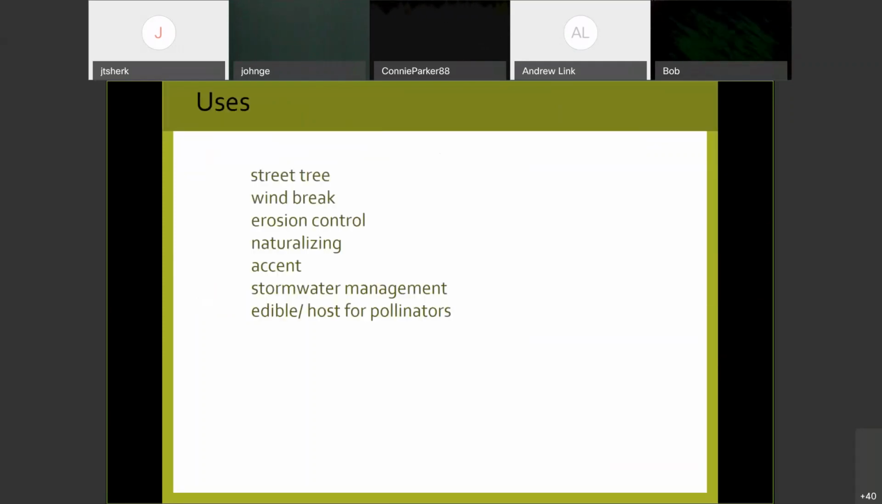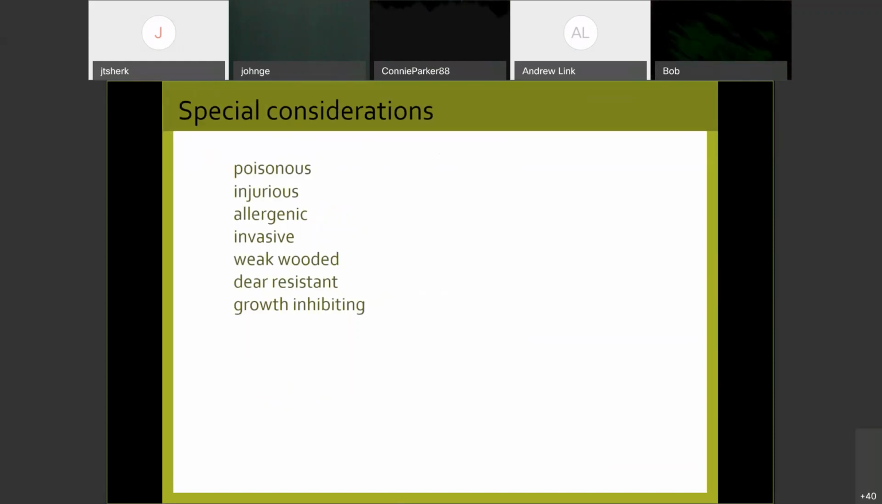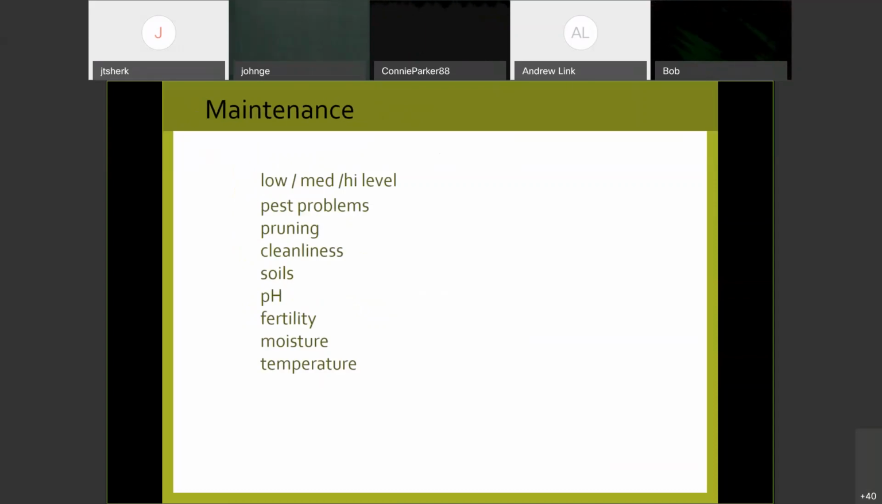So here are some of the lists that I give my students. Determine what the use of the plant is going to be relative to that whole design process. Then what aesthetic properties are you going to look for in a plant? Its habit, its foliage, its form, what are some of the aesthetic aspects of the plant? And then special considerations. We don't want to put any plants that are poisonous or injurious or weak-wooded or invasive in our landscapes. And then we've got to establish what kind of maintenance is going to be available or necessary for the plants that we choose.